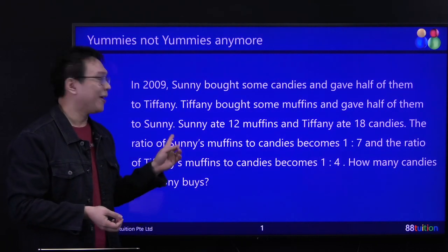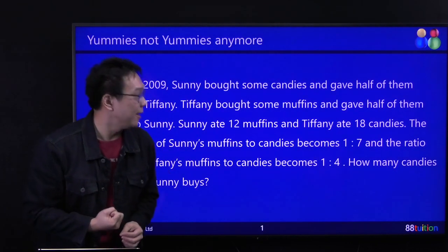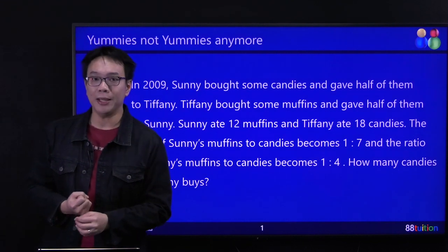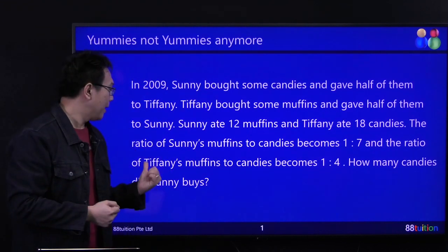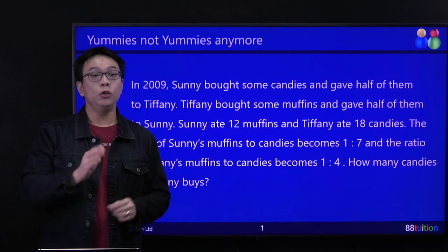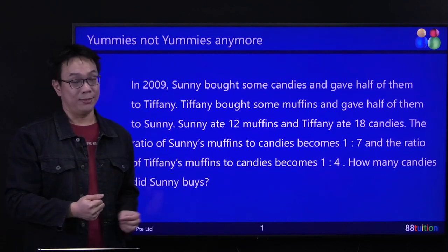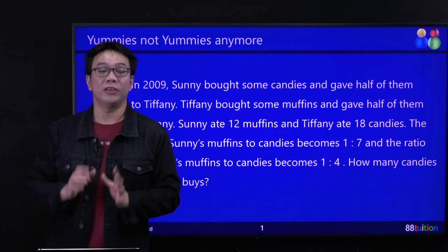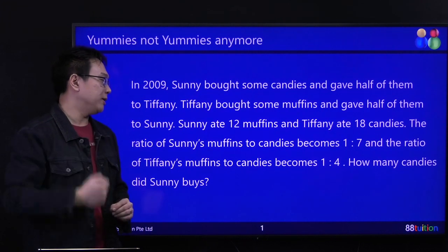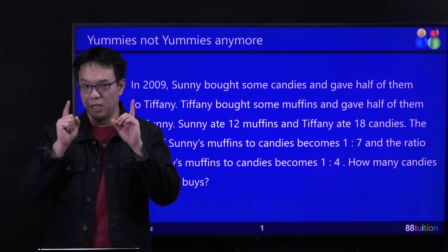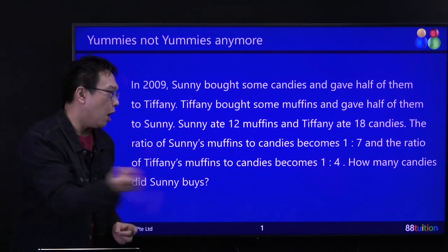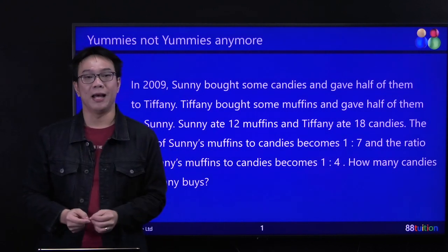I know, right? Sunny ate 12 of the muffins and Tiffany ate 18 of the candies. What happens after that? The ratio of Sunny's muffins to candies is 1:7, and the ratio of Tiffany's muffins to candies becomes 1:4. The big question: how many candies did Sunny buy?